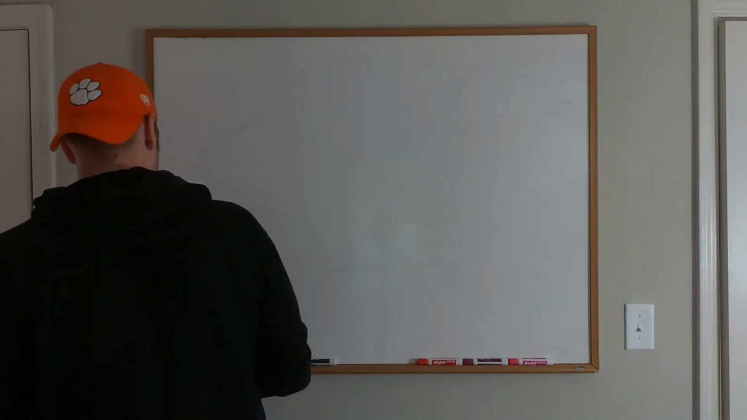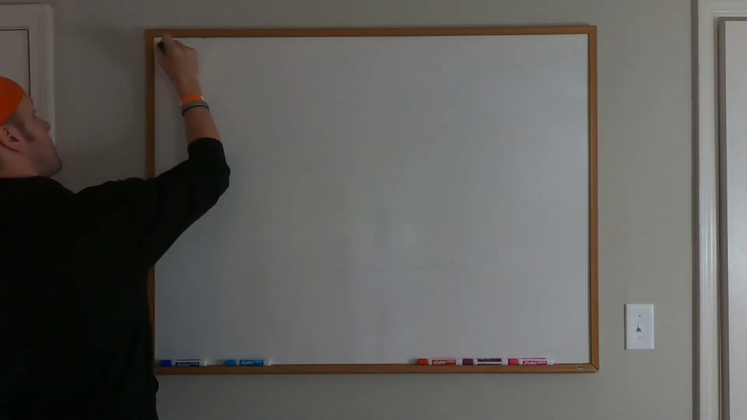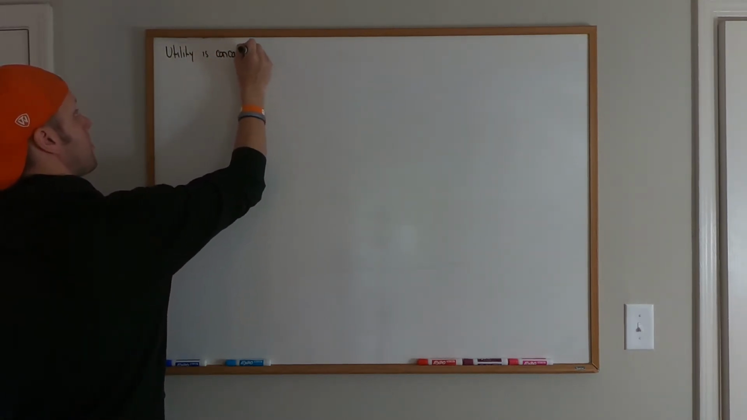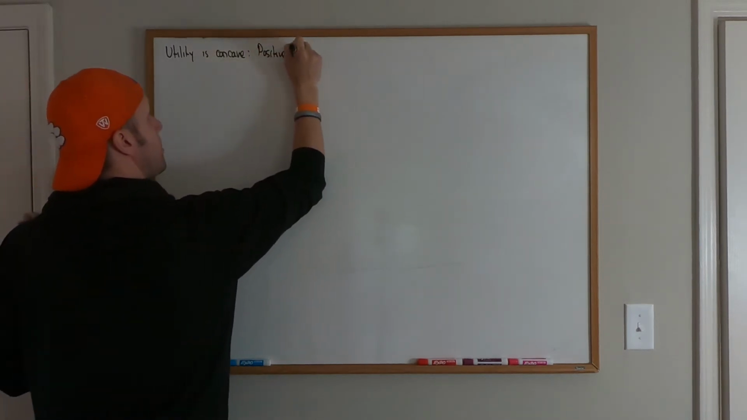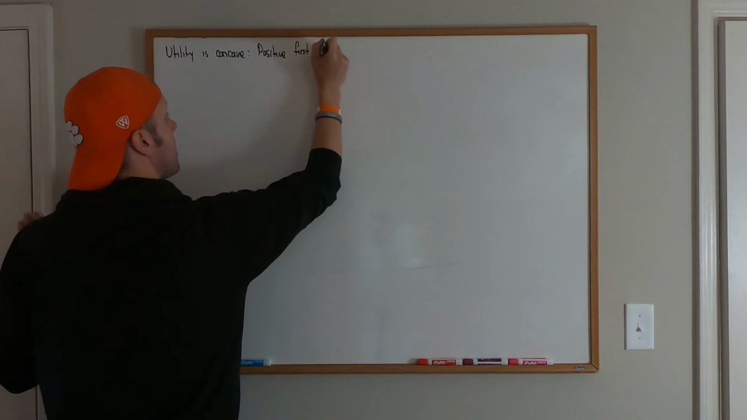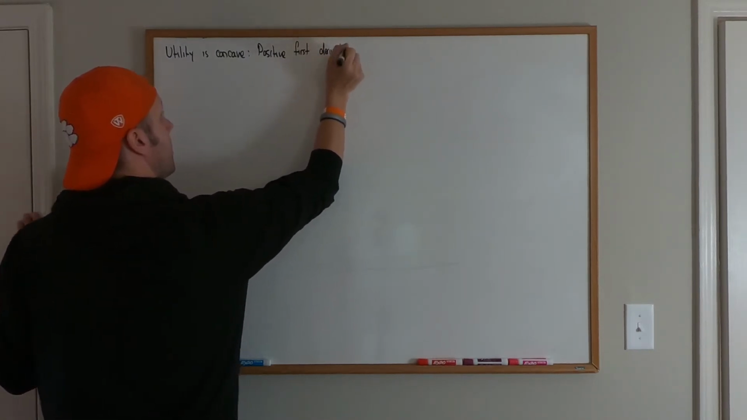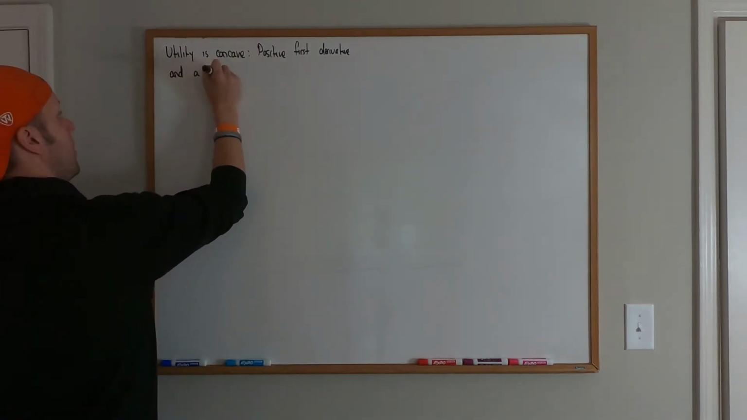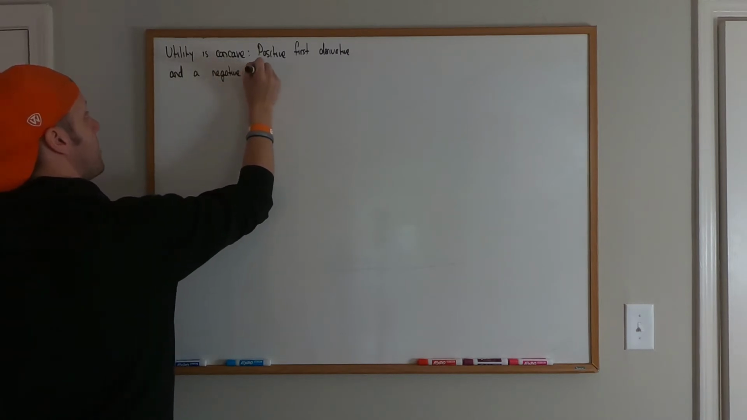What I can gather from that is utility is concave. So if utility is concave, it has a positive first derivative and a negative second derivative.